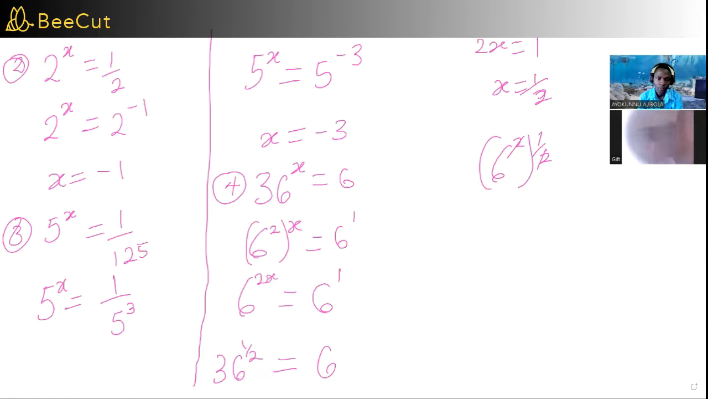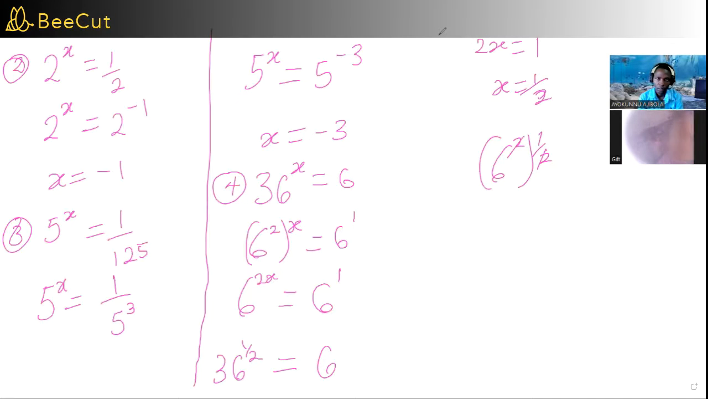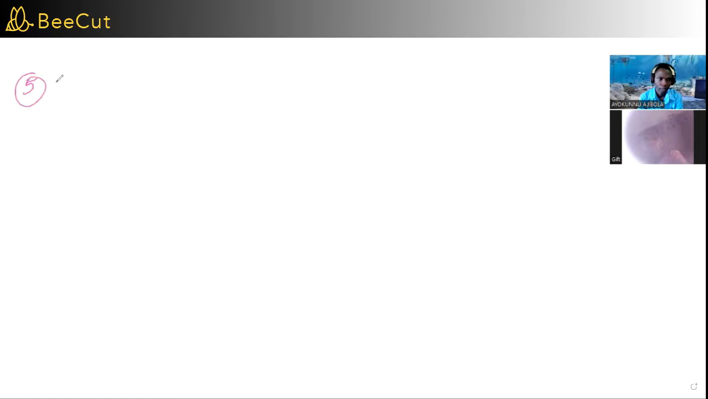Okay, the next question says 36 raised to power something equal to 1 over 6. This is more like what we just finished solving. That's number 4 there. So number 5: 36 raised to power x equals 1 over 6. In this, guys, you can say 6 raised to power 2x equal to 6 raised to power minus 1, because 1 over anything gives a minus at the power.